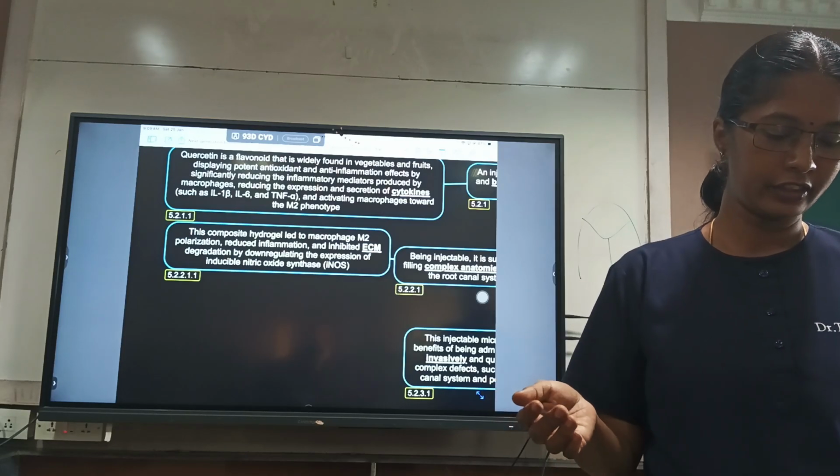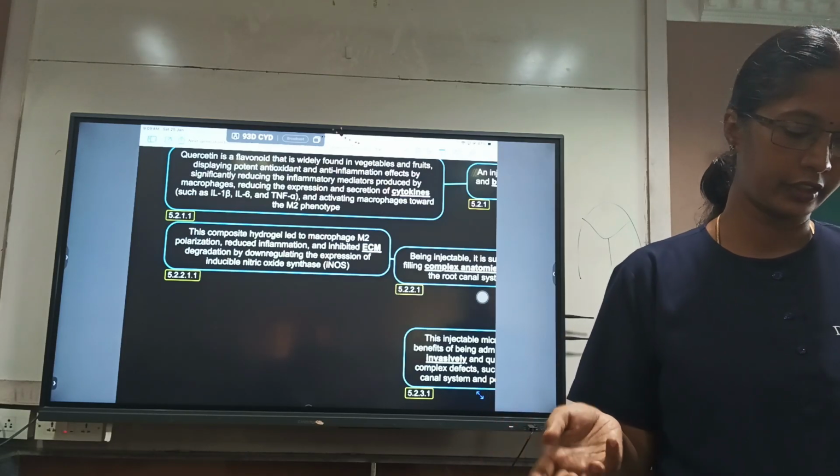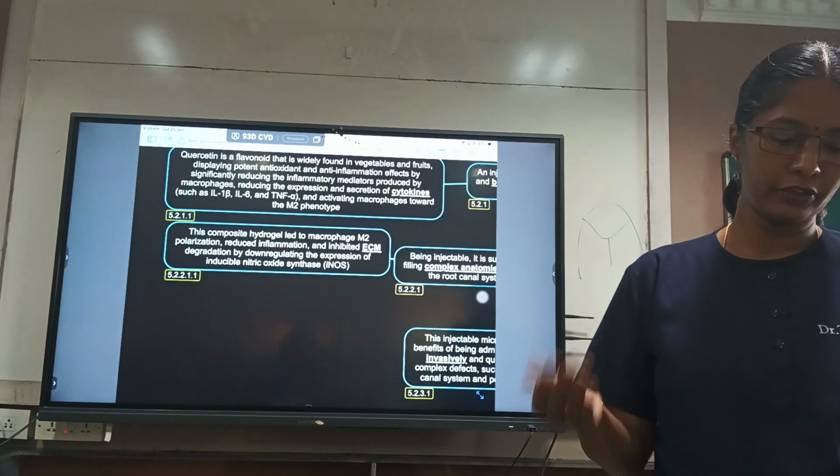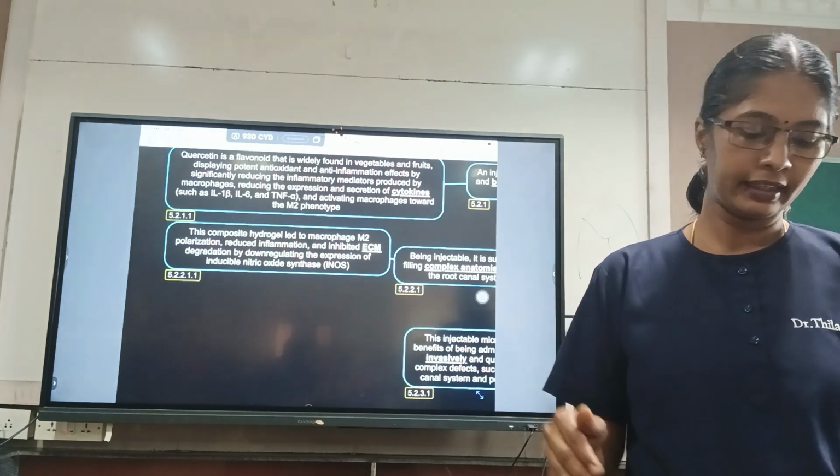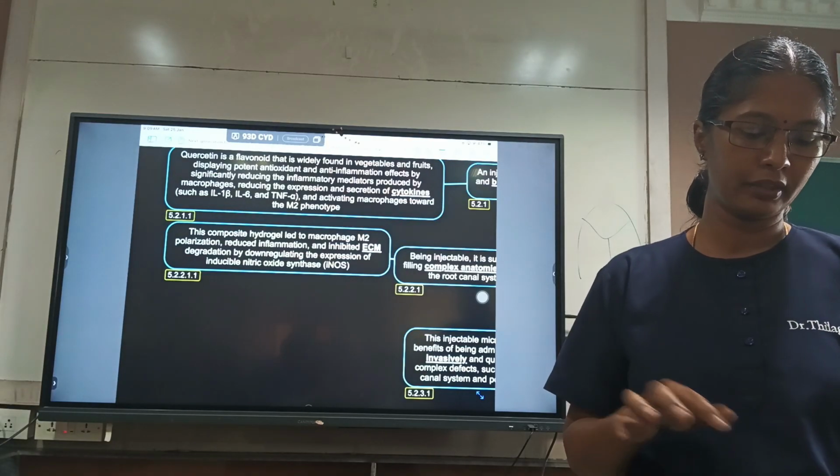And this composite hydrogel led to macrophage polarization, M2 polarization, which reduced inflammation and inhibited the extracellular matrix degradation by down-regulating the expression of inducible nitric oxide synthase.